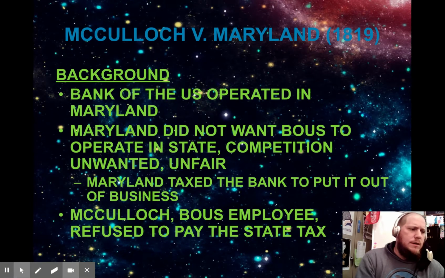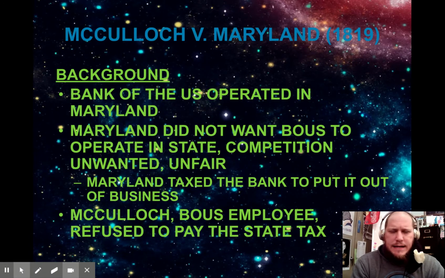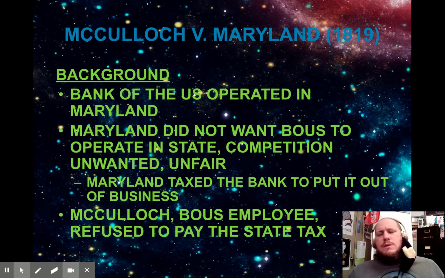McCulloch versus Maryland was decided in 1819, and it was a case about the establishment of the Bank of the United States. The federal government established the first Bank of the United States in the state of Maryland, but Maryland was afraid that it would be unfair in terms of competition, that people would maybe prefer to use the Bank of the United States instead of the individual state banks, that they just didn't want it there.